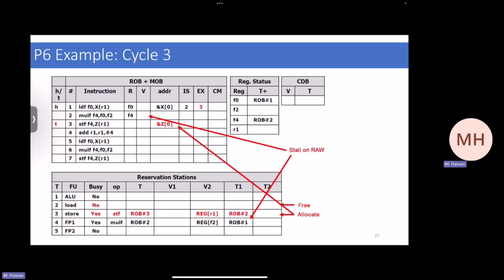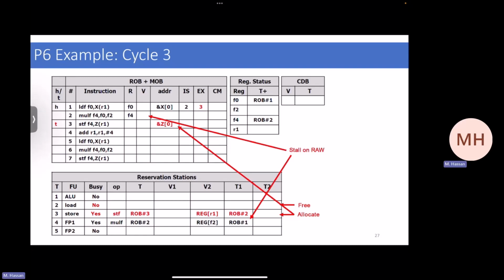And then in cycle 3, let's start with the load. I already issued it, so I can start executing it. So I'm executing the load in cycle 3. And the multiplication cannot in fact be issued. Why can I not issue the multiplication?